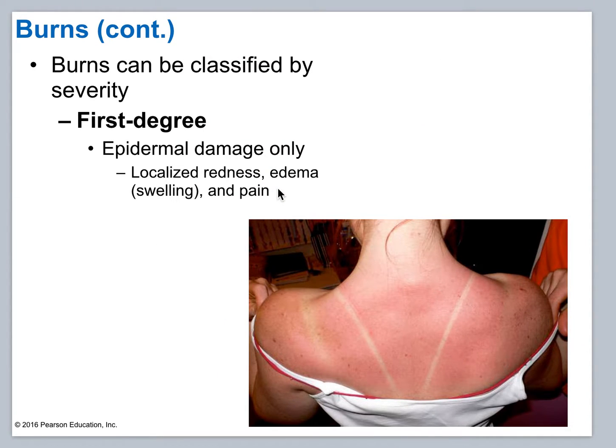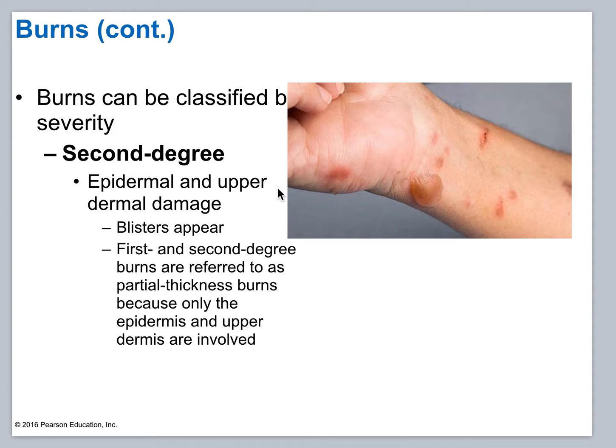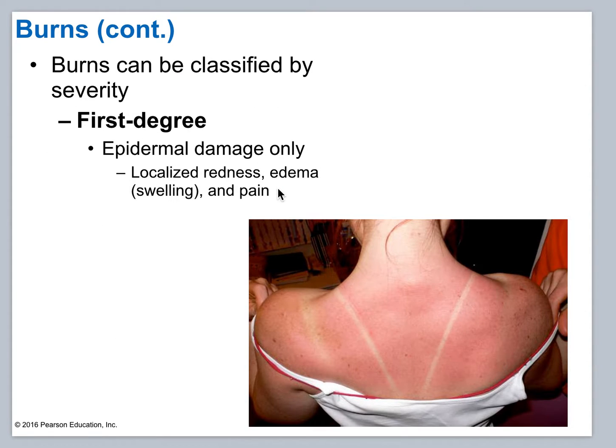Burns can be classified by severity. There's first-degree burns, which have damage only to the epidermis, and this presents with local redness, erythema, and pain. An example of a first-degree burn is sunburn. It's basically just redness. It just affects the epidermal layer. It's not deep. It's painful because, remember, the epidermis is innervated. But sunburn is a classic example of first-degree burn.